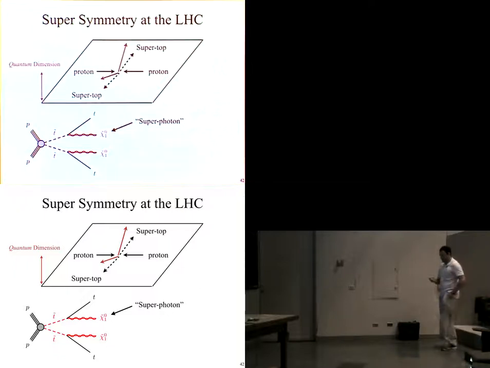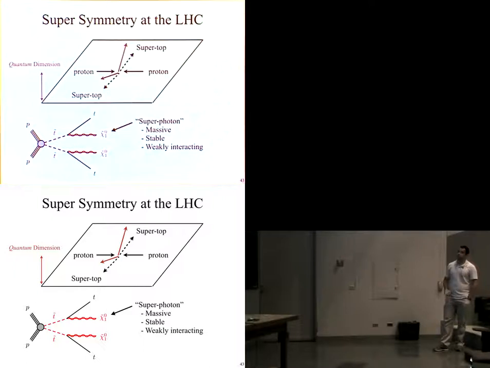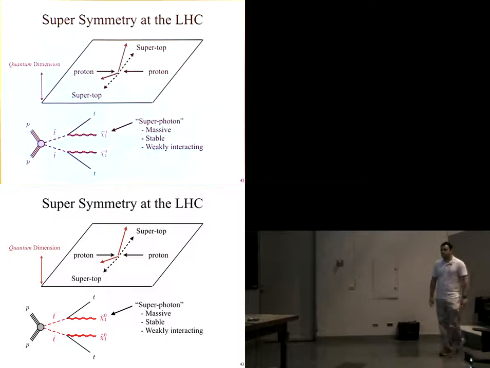And so this would show up in our detector as what we talk about as a neutrino. Okay, so we would see that as a momentum imbalance in the detector. So now you can think about the super photon a little bit. It turns out that it's massive, so it has a mass that's, you know, roughly the weak scale where these quantum mechanical dimensions start becoming important. As I said, it's stable because it's the lightest and it's protected from decaying to other particles. And it's relatively weakly interactive. Okay, so it interacts at the scale of the weak scale.